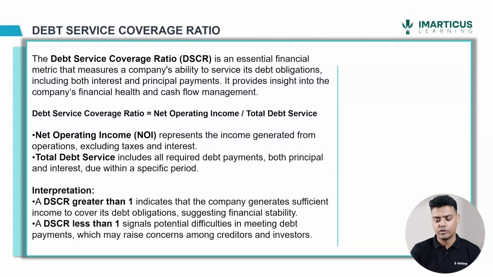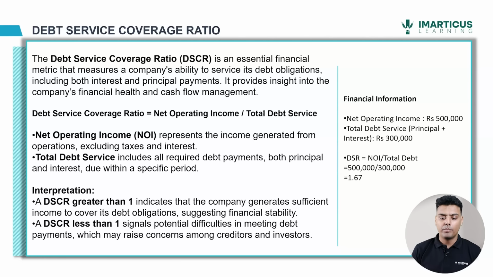Let's look at an illustration. A company has an operating income of 500,000 and it has a debt repayment, principal plus interest, of 300,000. If I were to calculate the DSR, or the debt service ratio, it would be 500,000 divided by 300,000, or 1.67. That means the company has sufficient profit not only to make its interest payment, but also to repay the loan.